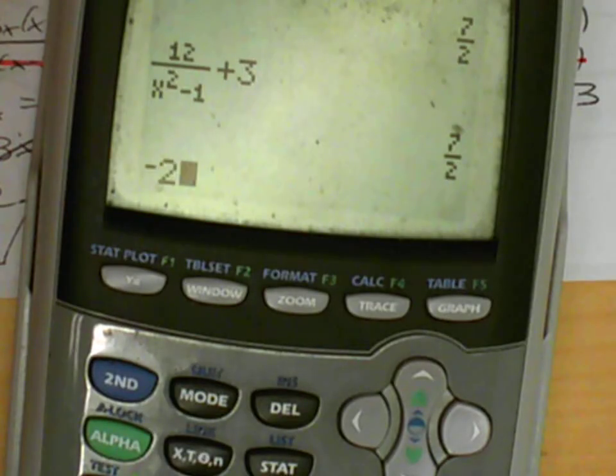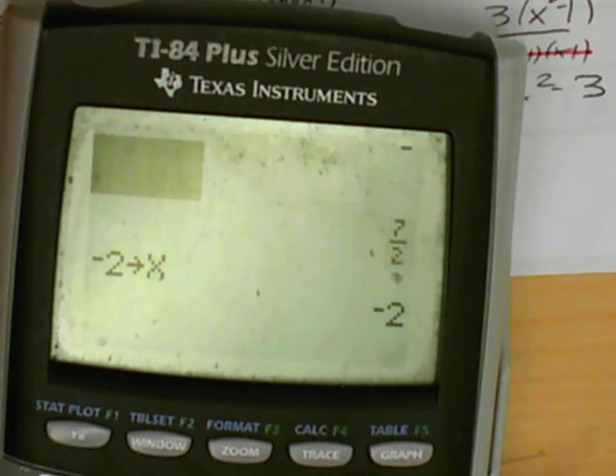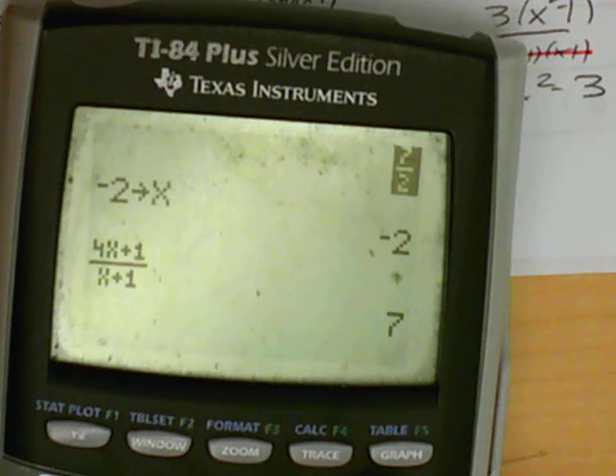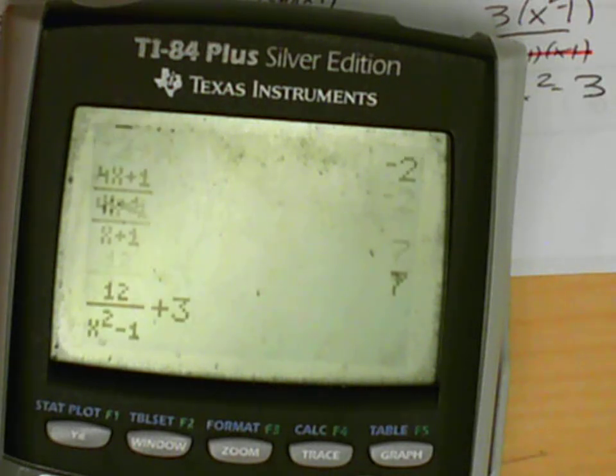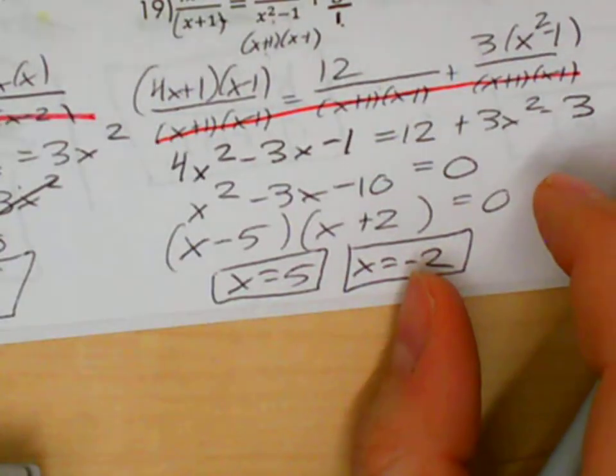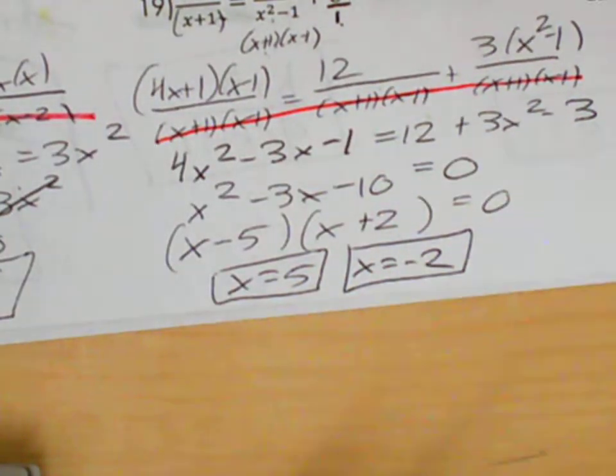So negative 2 store to x. And again, versus retyping, I'm just going to go up and highlight. There was my left side. Highlight, enter, enter. Tells me it's 7. I'm going to go highlight the right side. Enter, enter. 7 equals 7, so both of these answers work. I don't have any extraneous solutions.